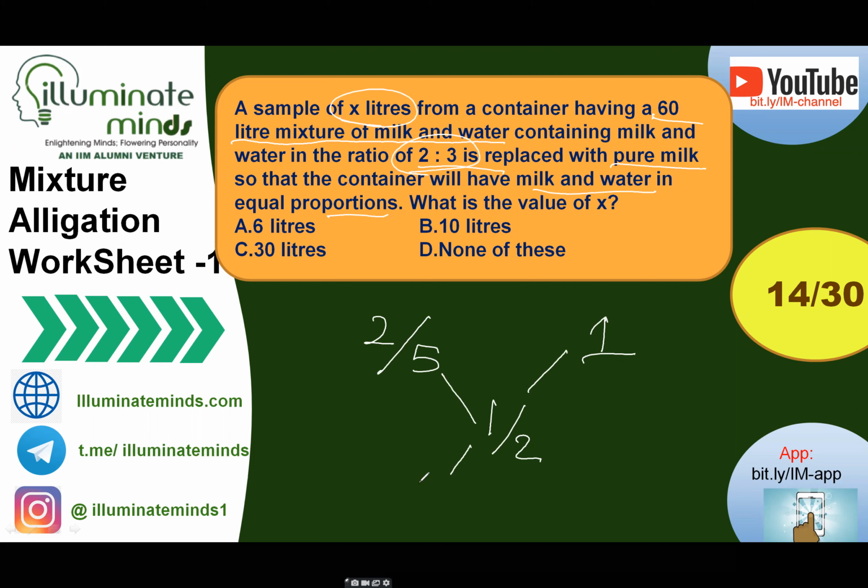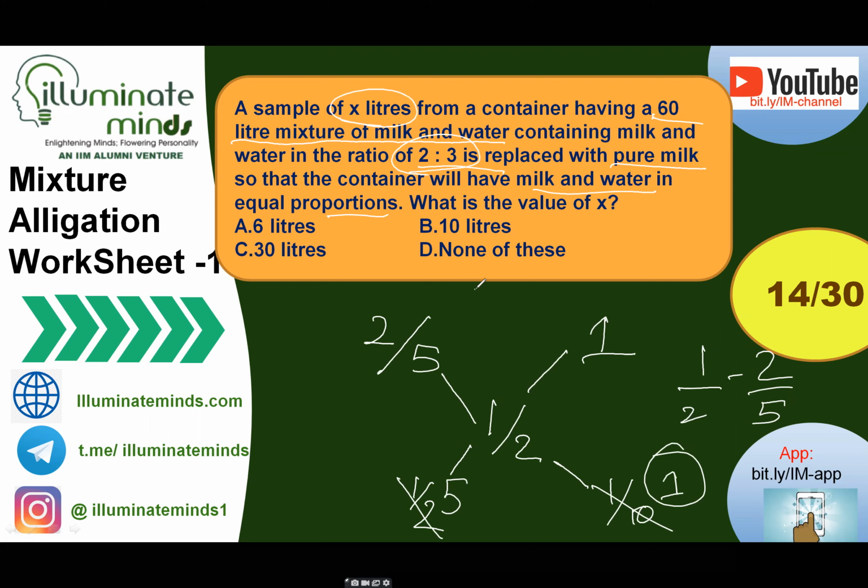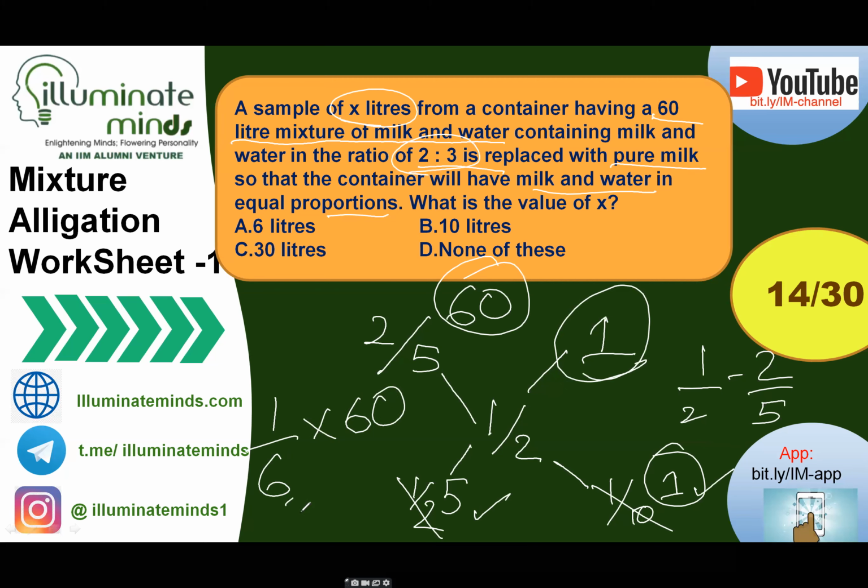So 1 minus 1 by 2 is 1 by 2. 1 by 2 minus 2 by 5 will reach me to the same value, 1 by 10. This will give me 5, and this will give me 1 over here. And now this is 60 liters. Correct, guys? So 1 by 6th, 5 plus 1, the same thing. 1 by 6 of 60 is the replacement value, which is equal to 10. Answer is option B. It's almost a repeat of the last question. Okay, guys.